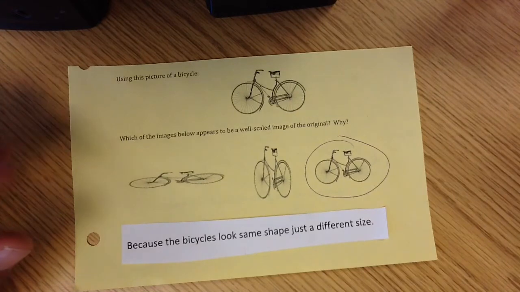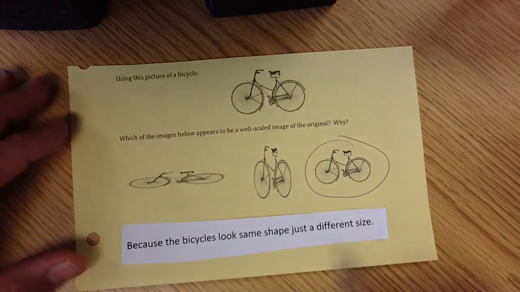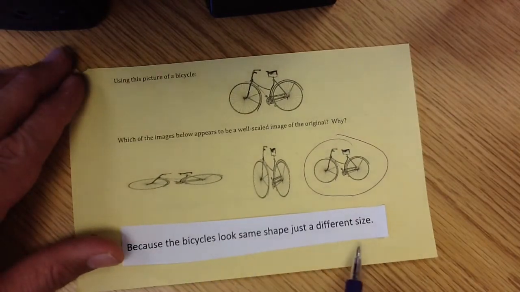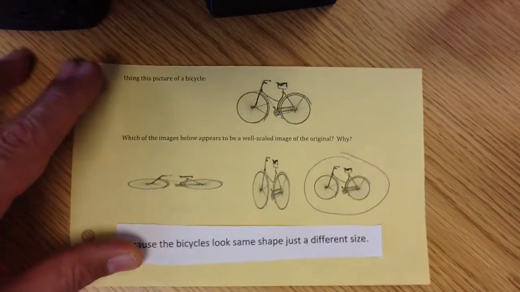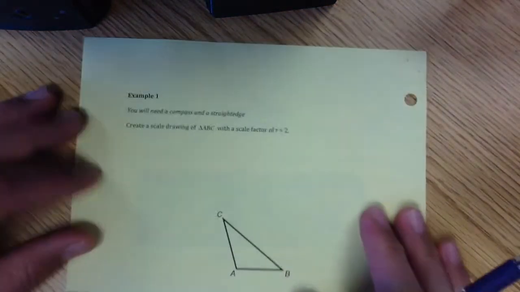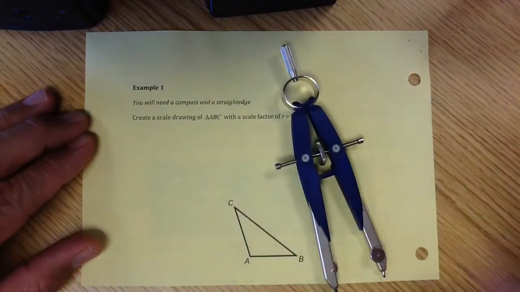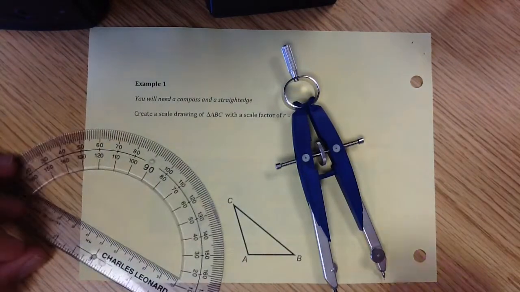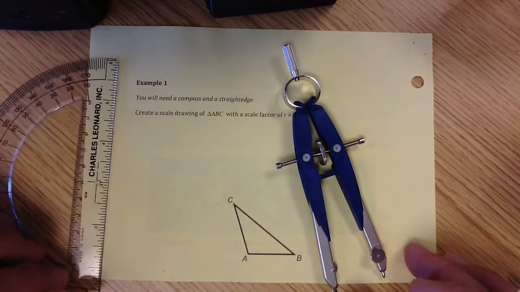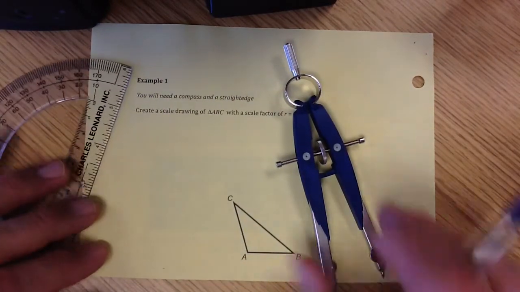So keep that in mind, please, while you look at this page. Please make sure you write this down. Moving on to the next page. It says you will need a compass and a straight edge. Please make sure you have a compass and a straight edge. If you do not have either of those, pause the video so you can go and get one.